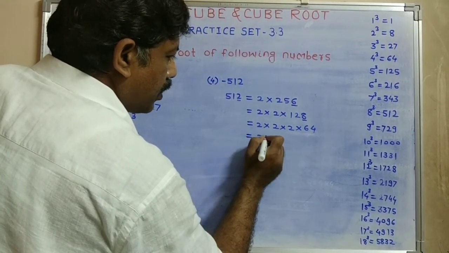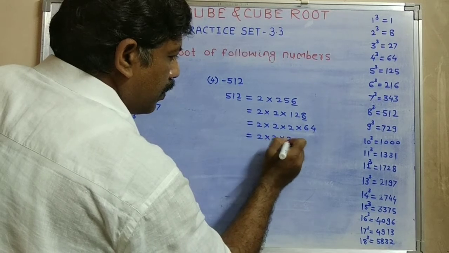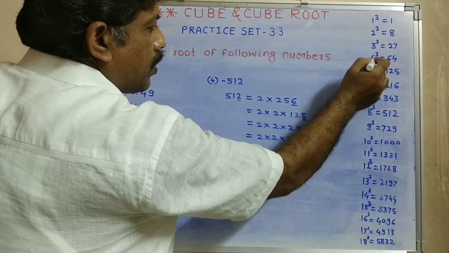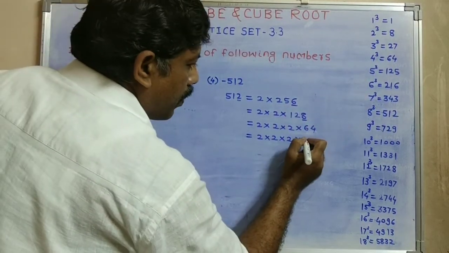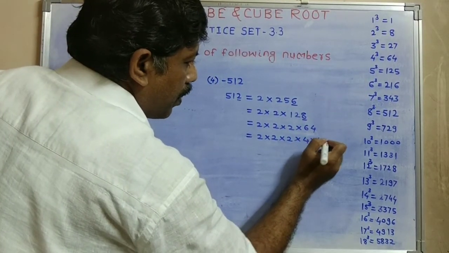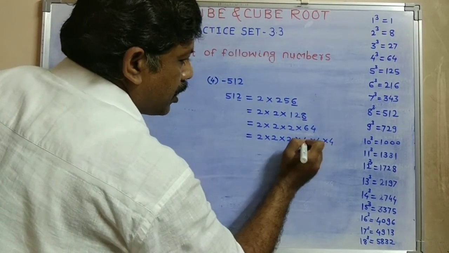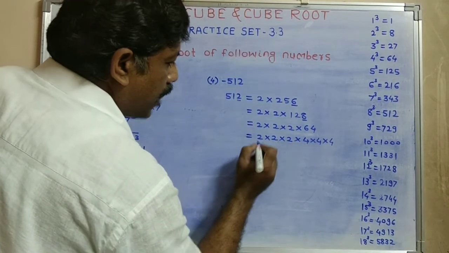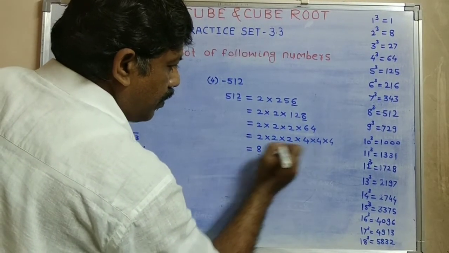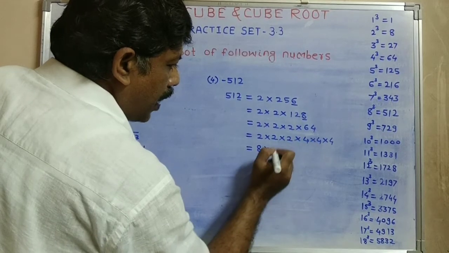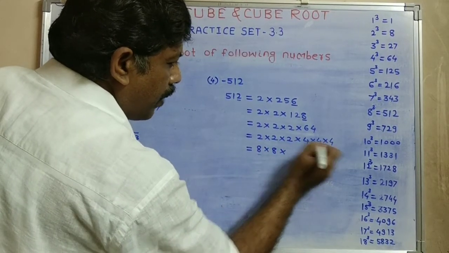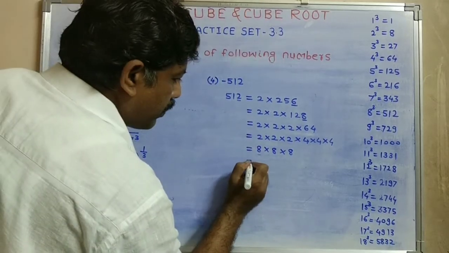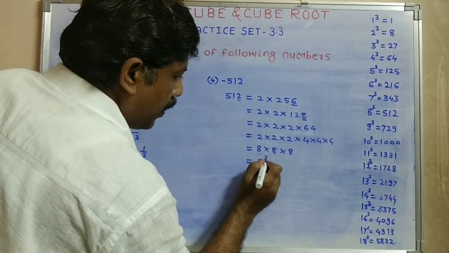Therefore, it can be expressed as 2 into 2 into 2, and 64 is a cube of 4. Therefore, 4 into 4 into 4. 4 4s are 16, 16 4s are 64. Now again you can write it like this: 4 2s are 8 multiplied by 4 2s are 8 multiplied by 4 2s are 8. Now 512 can be expressed as 8 cube.